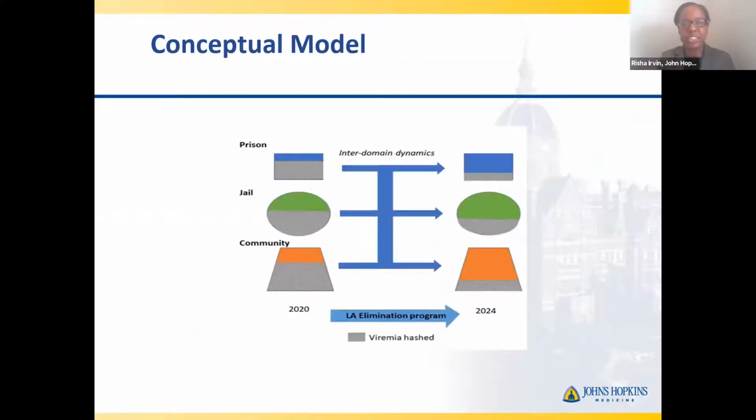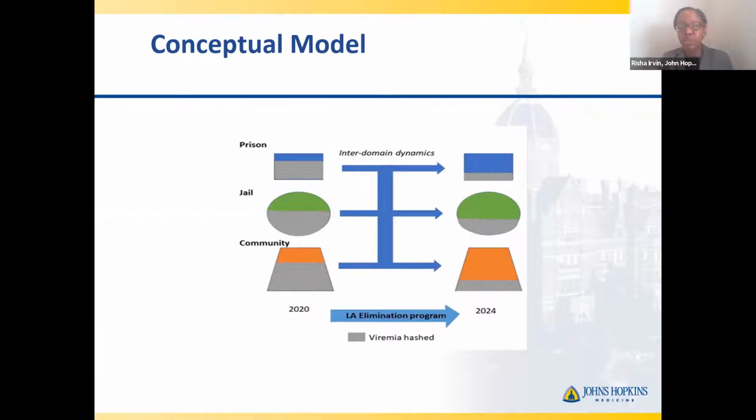So I just wanted to show this as our conceptual model. Essentially we're looking at different domains: the prison system in blue, the jail system in green, and the community in orange. And what we know is that people can move back and forth between these different domains. They can go from prison to jail, jail to the community, and move throughout. From 2020 to 2024, essentially we'll be looking at the Louisiana Elimination program and trying to measure the impact. And so the black dotted hashed part is the viremia level. So we would expect that to go down.